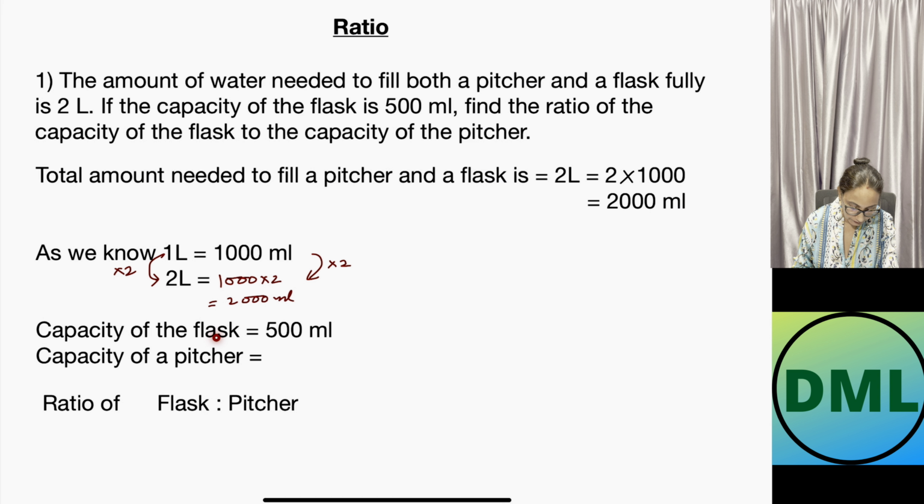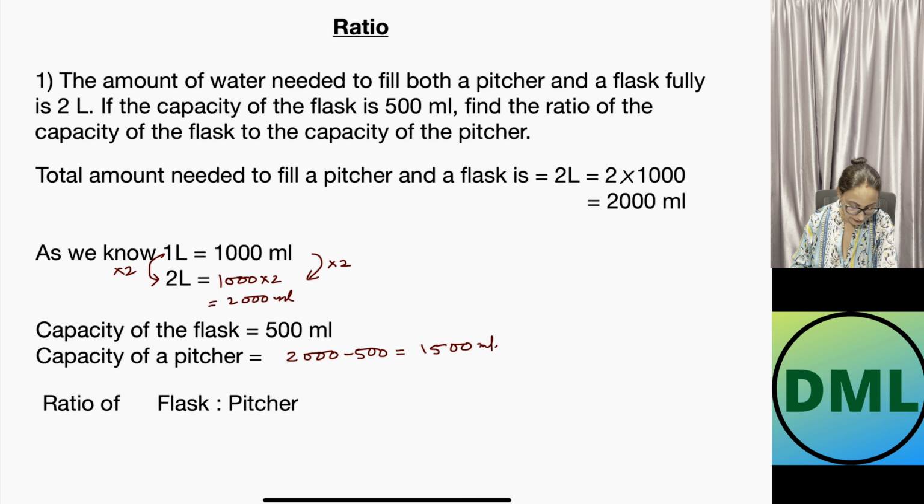The capacity of the flask is 500 ml. We will find out the capacity of the pitcher. Because they both make up 2000 ml, if the flask capacity is 500 ml, to get the capacity of the pitcher, I need to subtract 500 from 2000. If I subtract it, my answer will be 1500 ml.